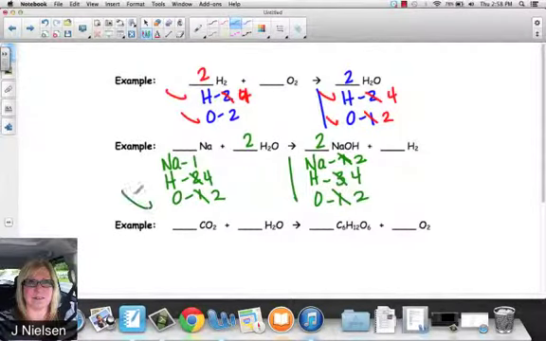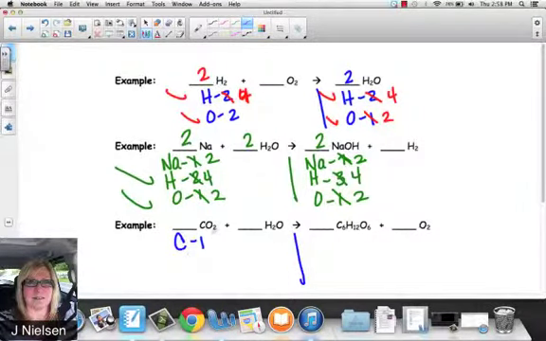So now my O's are balanced, my H's are balanced, and I can put a 2 here, and my Na's are balanced. Let's double check. 2 Na, 2 Na. 2 times 2 is 4 H's. 2 times 1 is 2 H's here, plus 2 more H's there is 4 H's. And 2 times 1 is 2 O's, and 2 times 1 is 2 O's. Last problem.